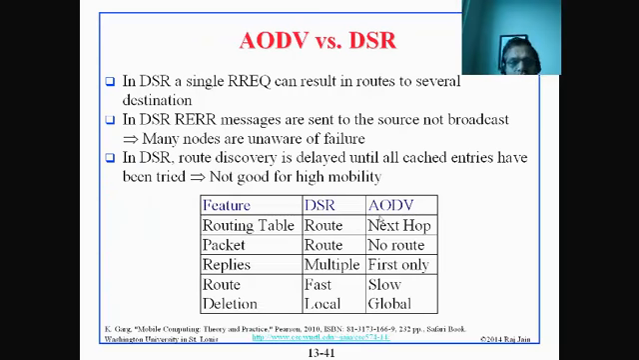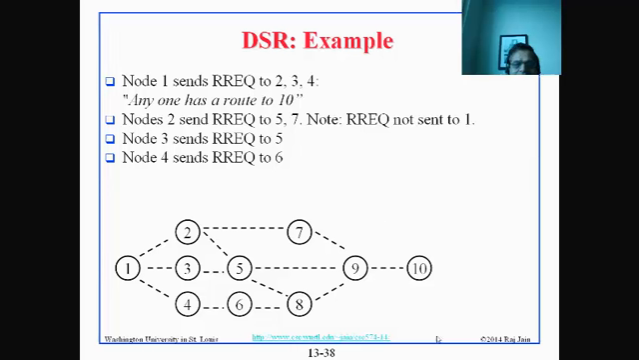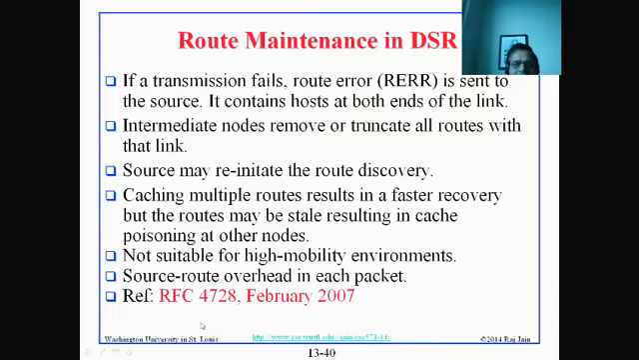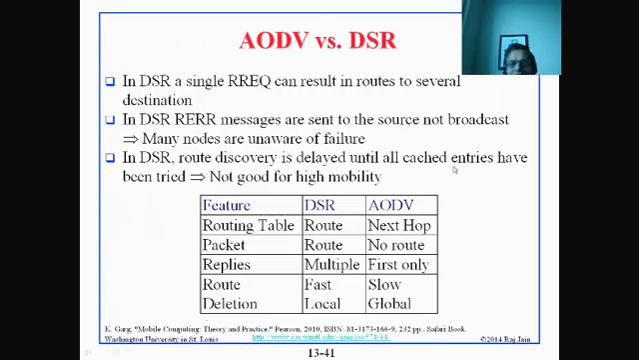All right. So this slide summarizes the difference between the two, DSR and AODV. Okay. AODV versus DSR. In DSR, a single RREQ can result in routes to several destinations. So that's good. Not only several destinations, you can get several routes to the same destination as well. In DSR, all error messages are sent to the source, not broadcast. So many nodes are unaware of the failure. So that's another thing, that if 5 to 9 breaks, only 3 will know, nobody else will know. All right. Route discovery is delayed until all cached entries have been tried. So if you have cache, that actually delays the bad news because you think that you have the information. Right. So not good for high mobility environment.